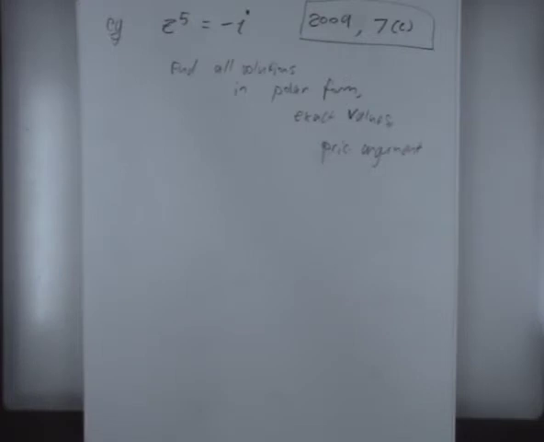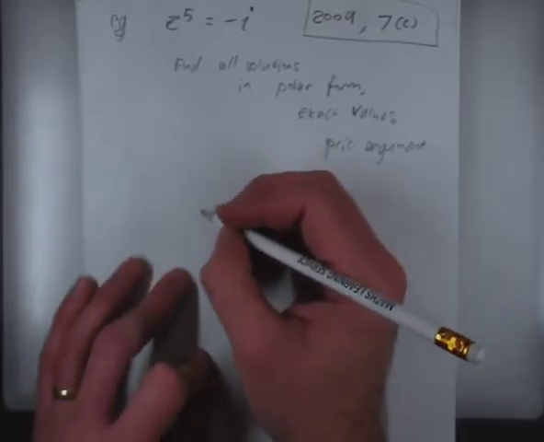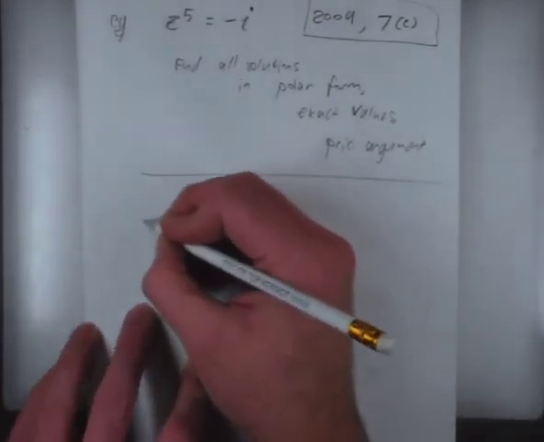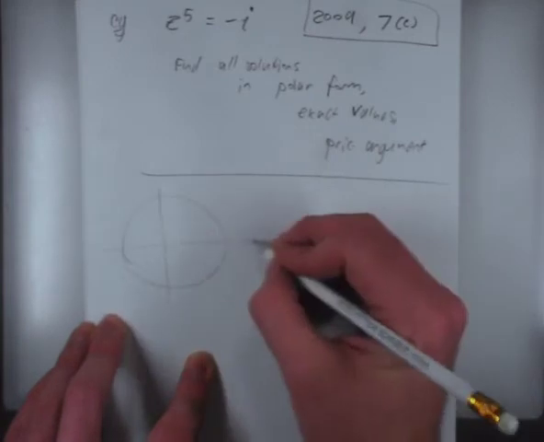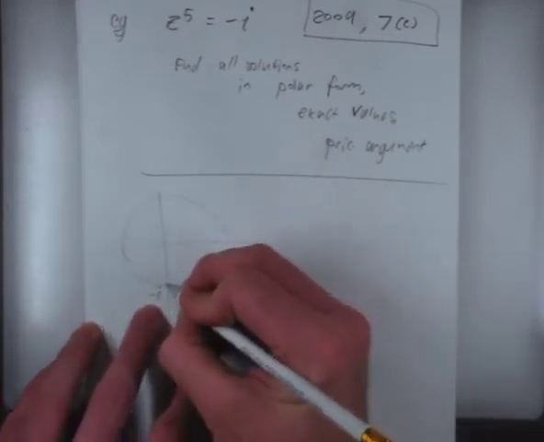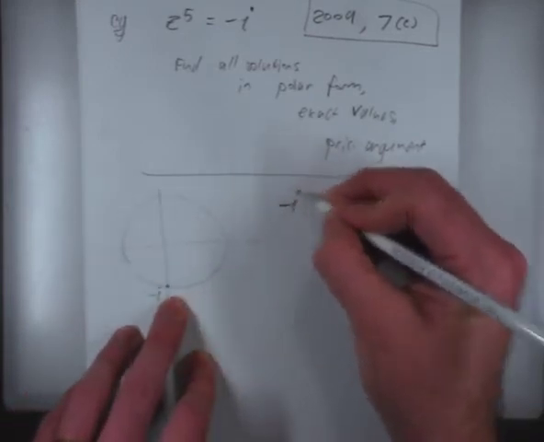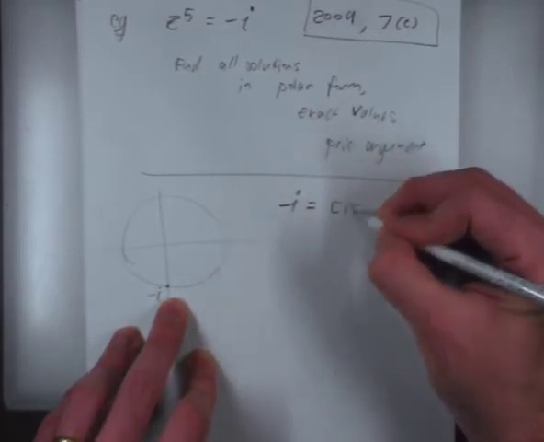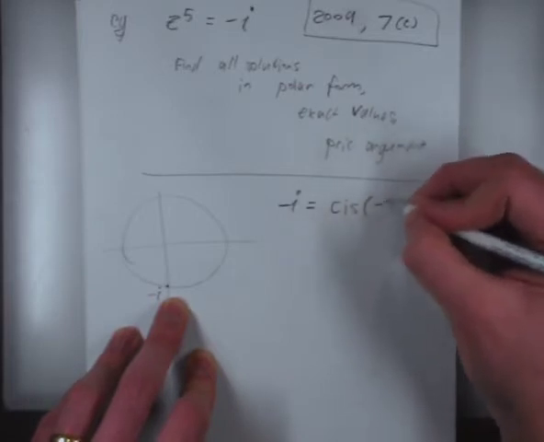So I have to do a 5th root, and one of polar form's reasons for being is for doing powers of complex numbers. So I need to rewrite minus i in polar form now. Minus i, yep. So let's see, there's minus i there. Minus i is cis of minus pi on 2, yeah?